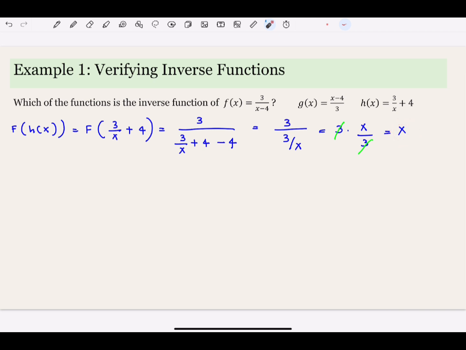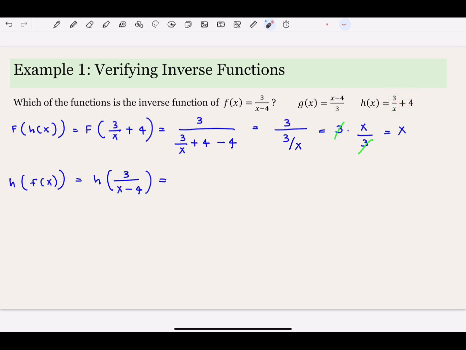But we are still not done with the problem. You have to check the other way around as well. So you have to check the composition of h and f. Let's simplify this and see whether it is also equal to x. If so, we can conclude that h is the inverse of f of x. Here I'm going to replace my f of x, which is 3 over x minus 4, and then use the definition of h of x to get this. If you have x, you can write 3 over x plus 4.